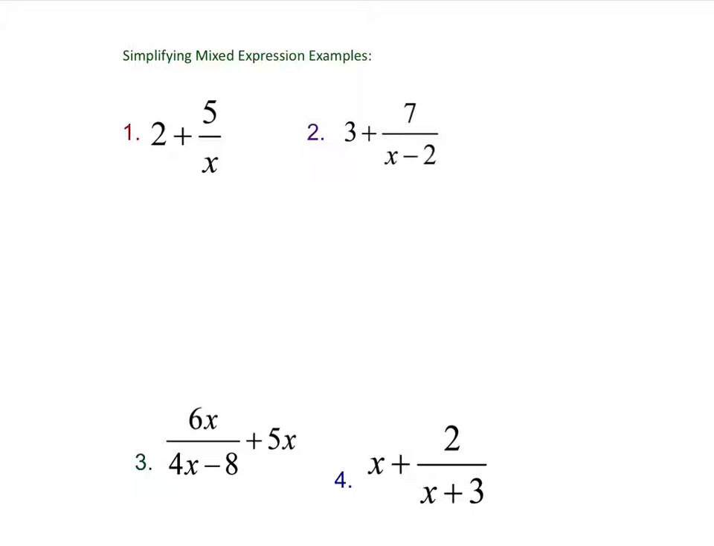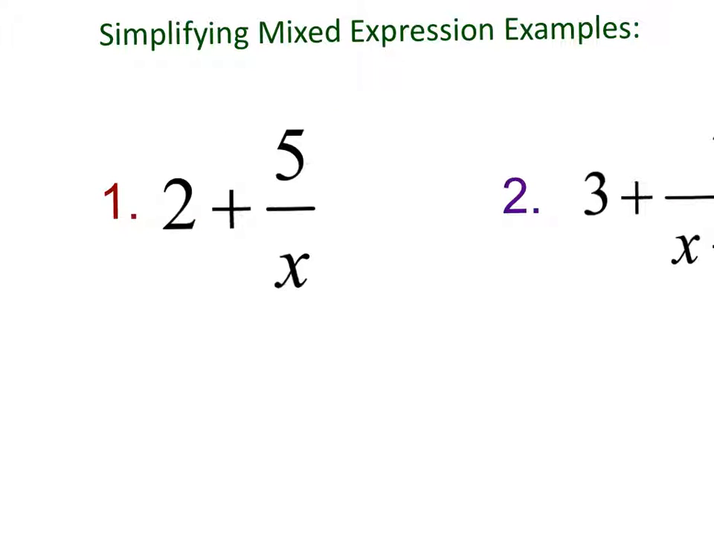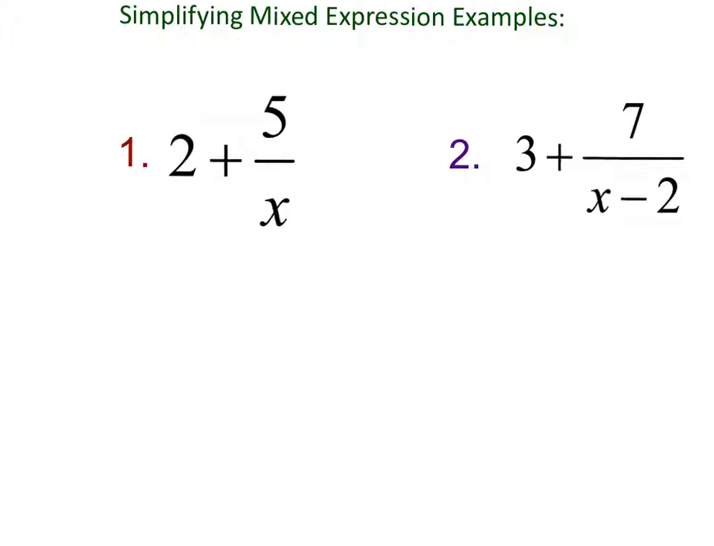Let's go through a few examples of simplifying mixed expressions. What would you do on number 1? 2 plus 5 over x. Nice work. We need to rewrite 2 over 1 and say 2 over 1 plus 5 over x. And the only way we can add these rational expressions, or this monomial plus this rational expression, is if I get a common denominator. So a common denominator of 1 and x would be x. So I would multiply both sides by x.